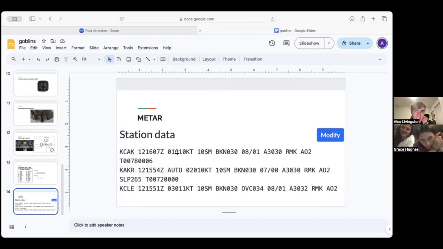Is 010 barometric pressure? No, that is in here though. KT, kilometers, carats, Kelvin? No, we don't use Kelvin. KT stands for knots. That's the wind speed. So it's telling you the direction of the wind. 010 is the direction, and then it's saying it's a 10 knot wind.